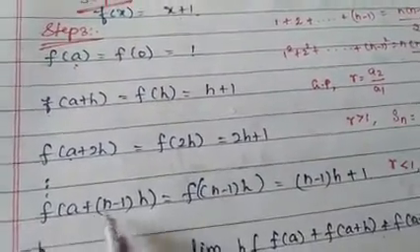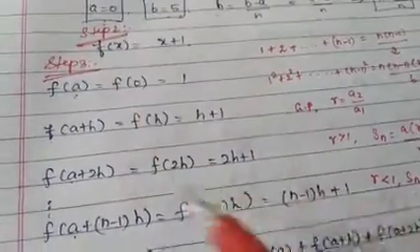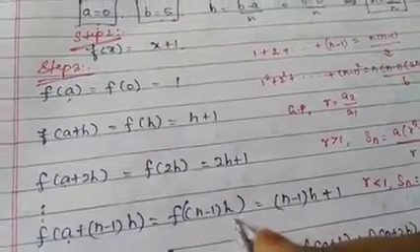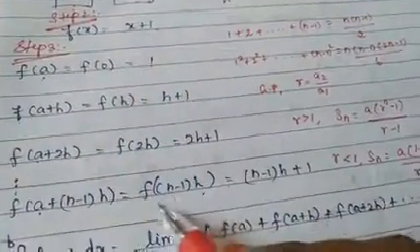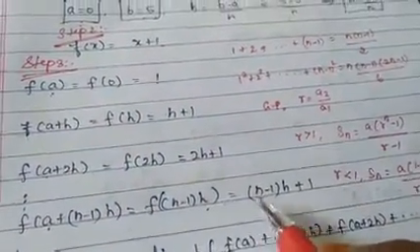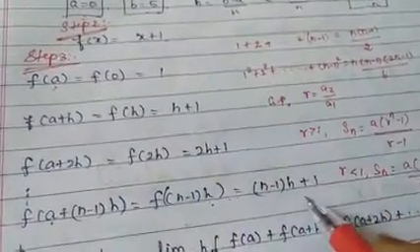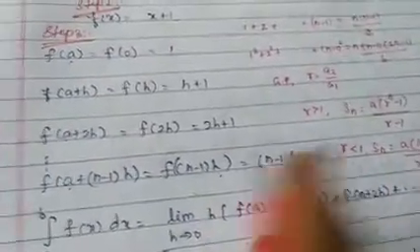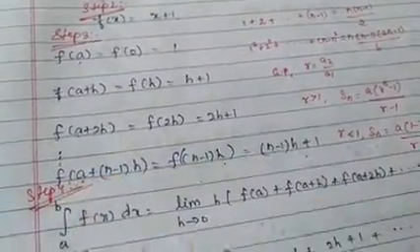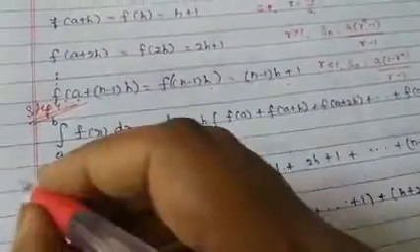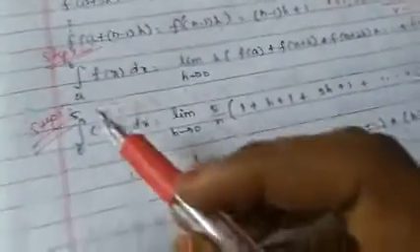Similarly, f of a plus n minus 1 into h is, in the place of a, when you substitute 0, you will be getting f of n minus 1 into h. Then, f of x is x plus 1. Therefore, f of n minus 1 into h is, in the place of x, n minus 1 into h, and this plus 1. After that, write the formula. Step 3 is over. Then, step 4 is writing the formula. And step 5 is substituting the integral.